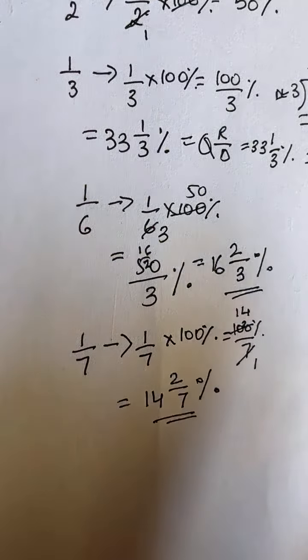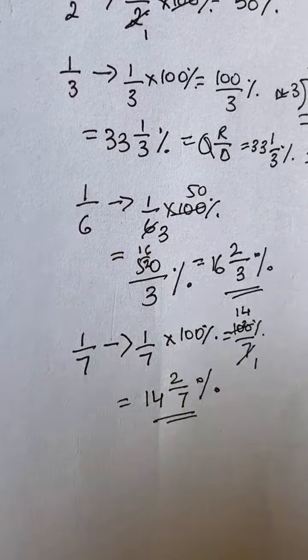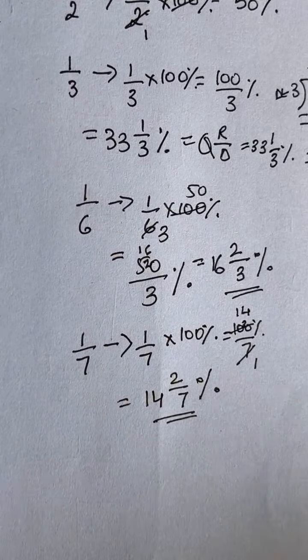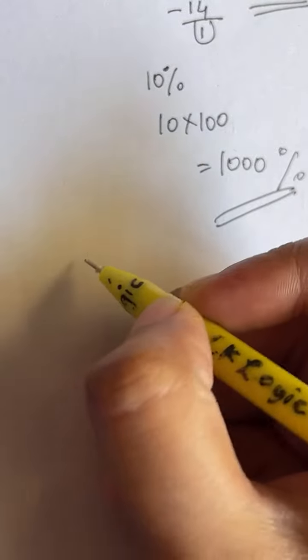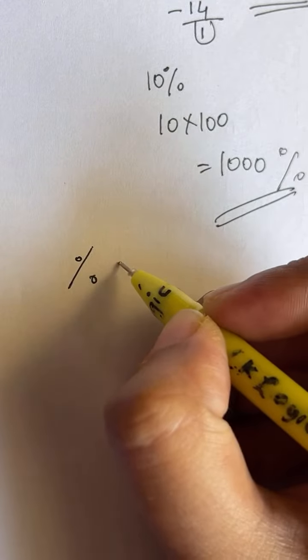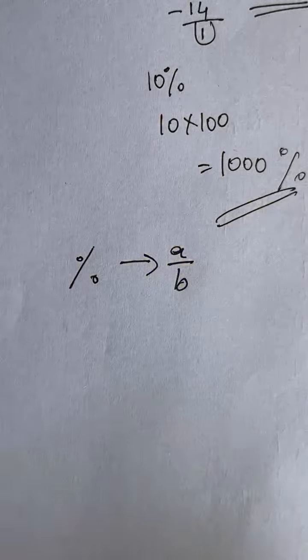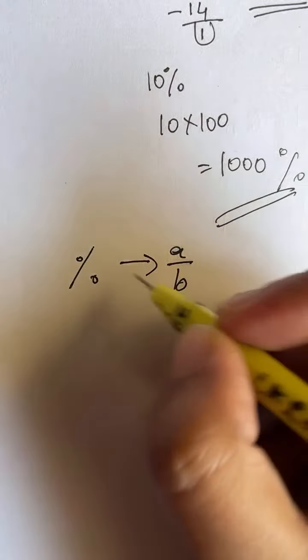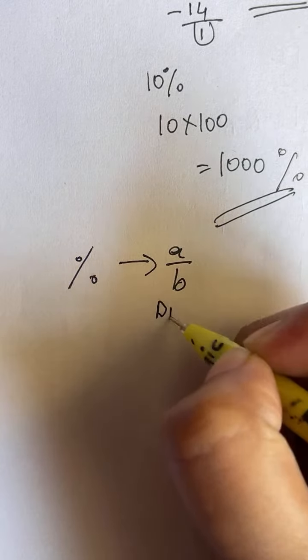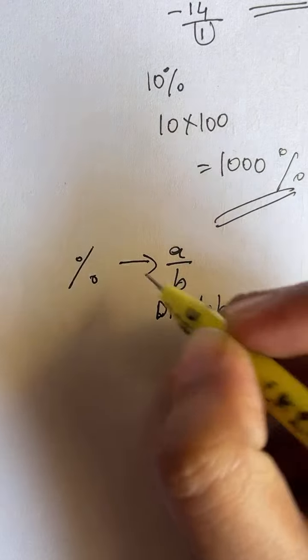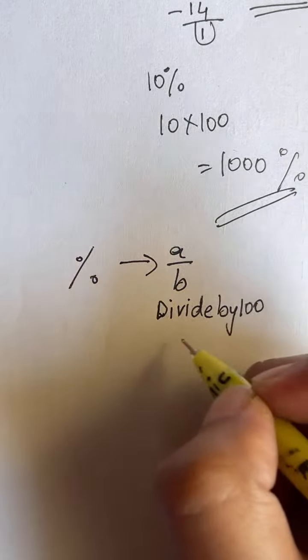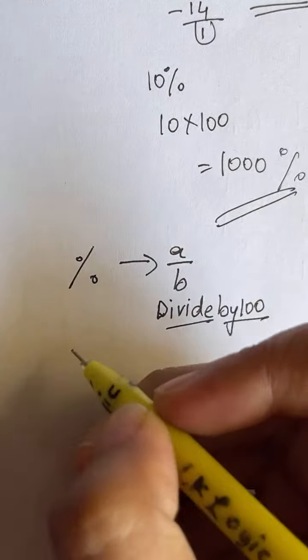Okay. Let's see now, how do you convert a percent to a fraction? So we are going to write it here. Whenever you're converting a percent to a fraction, you divide by 100. From fraction to percentage, you multiply by 100. Whenever you're converting a percent to a fraction, you divide by 100. So let's see what we have.